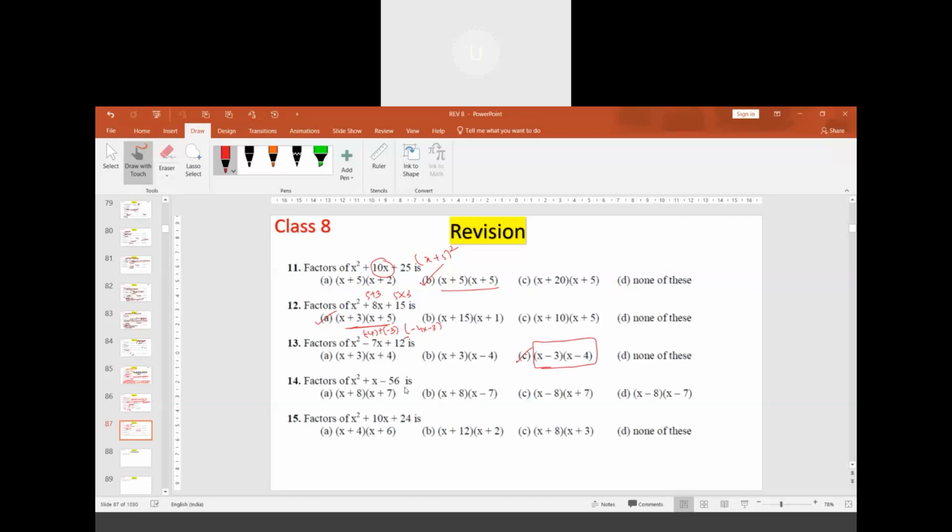In question number 14, the sum has to be 1, so one of them has to be negative. Which one is negative? The smaller number will be negative. In this question, it is not a square number, so the identity cannot be used. Here it should be 6 times 4, and this will be 6 plus 4. So option A is correct.